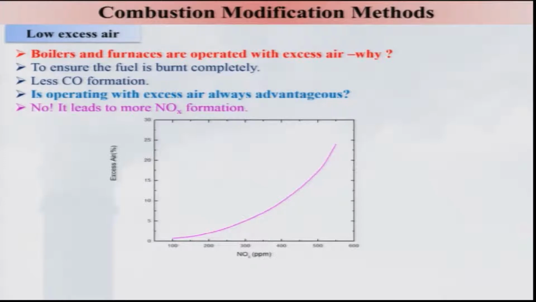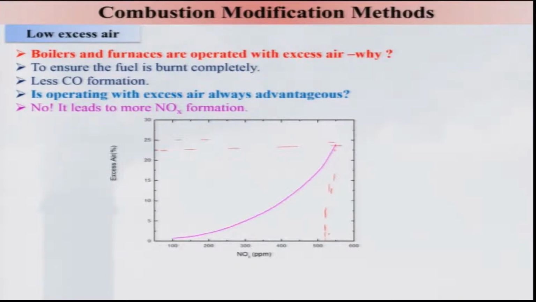So, let us look at how the NOx formation increases with excess air. If the excess air is very low, you can find that the NOx is around 100 ppm, but as the excess air increases from something like 1 or 2% to 25%, there is a 5 times increase in NOx formation.